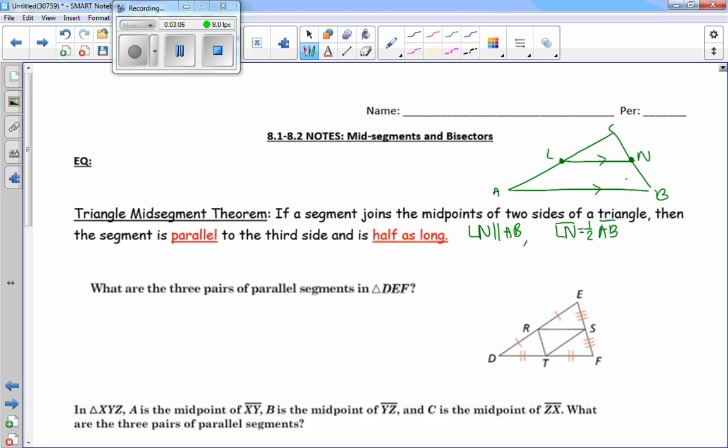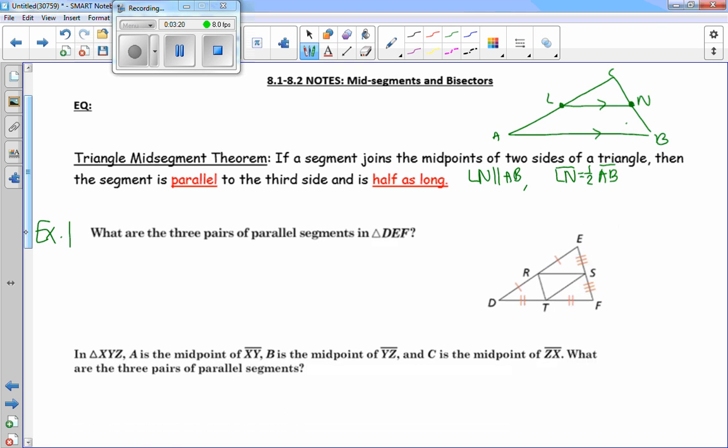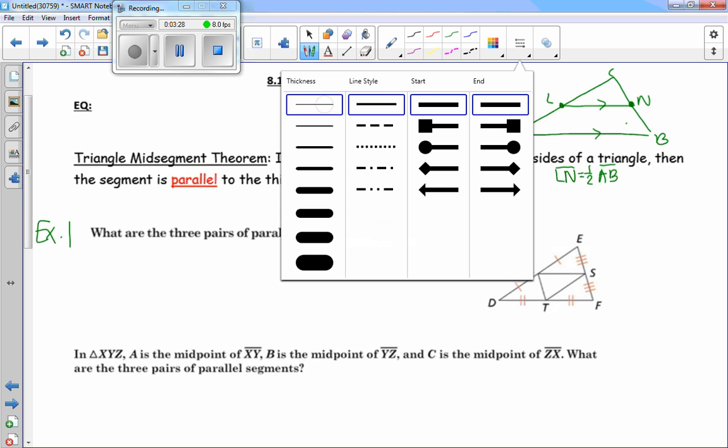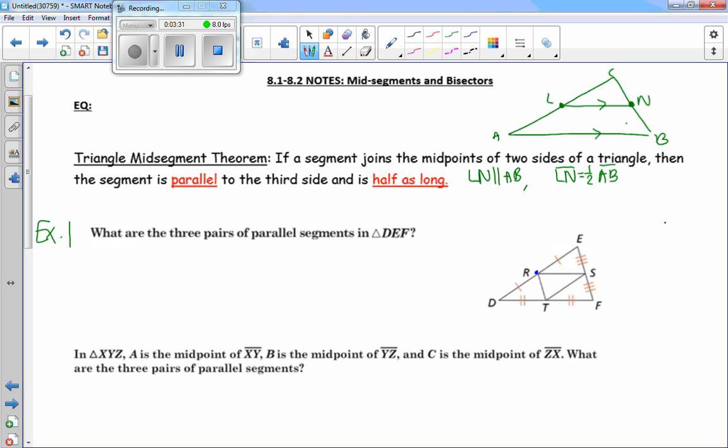Okay? So on this first part, example 1, what are the three pairs of parallel segments? Do we have any midpoints on a triangle? Okay, where's the midpoint, Bella? On R as a midpoint. How do we actually know that those are in fact midpoints?